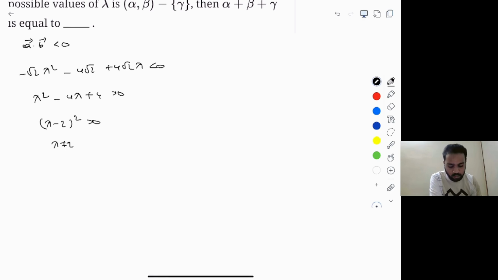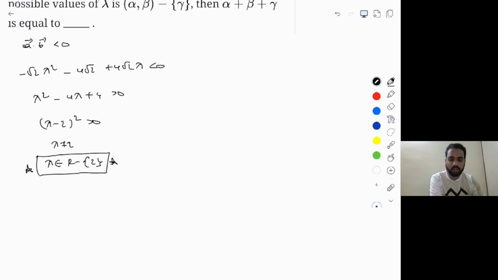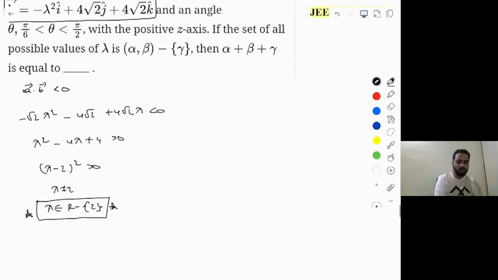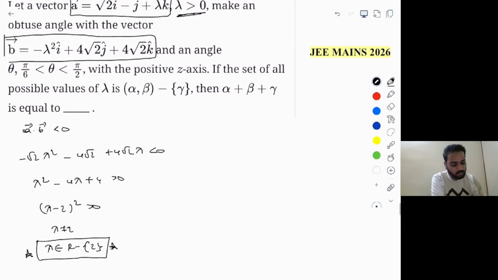But for all the remaining values, it is obviously correct. So in the first case, I can say that lambda belongs to the set of real numbers minus the set containing 2, because when you put lambda equals 2, it will be 0 greater than 0. It's not correct, right?